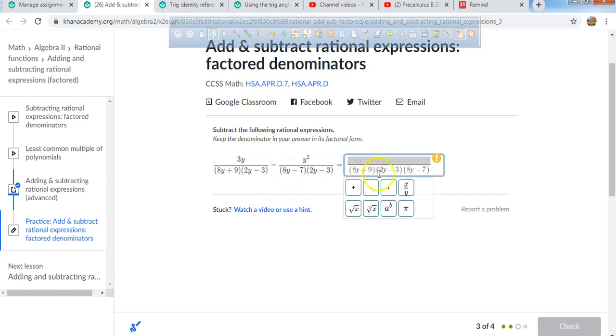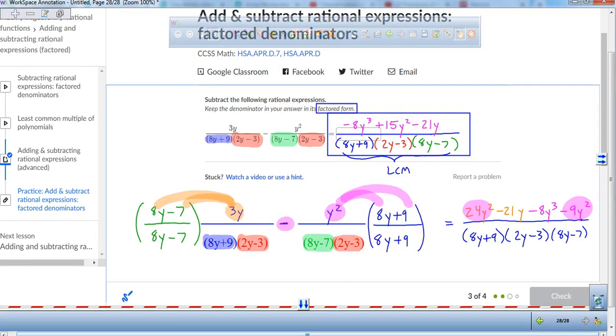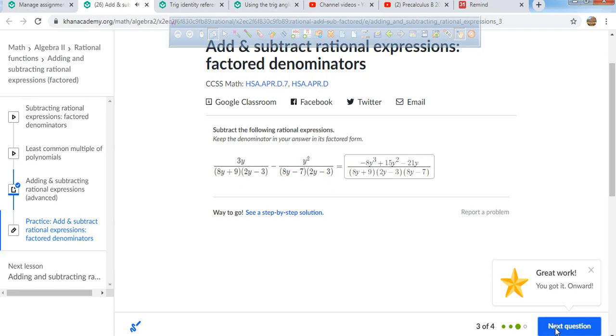Just remember, it doesn't really matter which order you put these in. I'm going to start with negative 8y to the power of 3. And I believe it was plus 15y squared. And then I believe it was minus 21y. But before I hit check, I'm just going to make sure. Negative 8y cubed plus 15y squared minus 21y. I think so. Got that. Got that. Looks good. Alright, here we go.